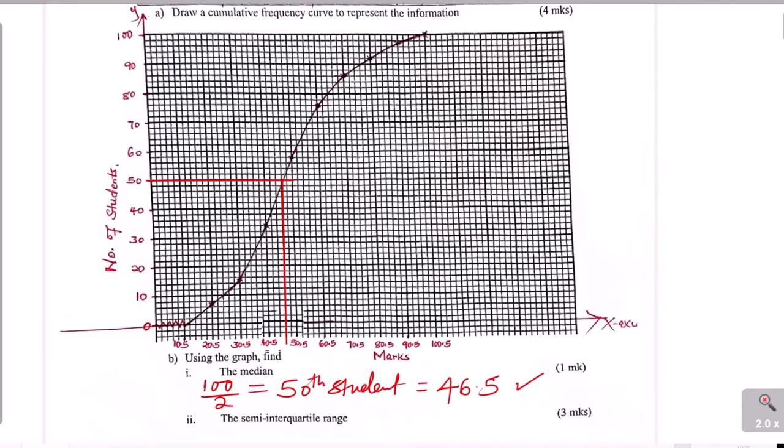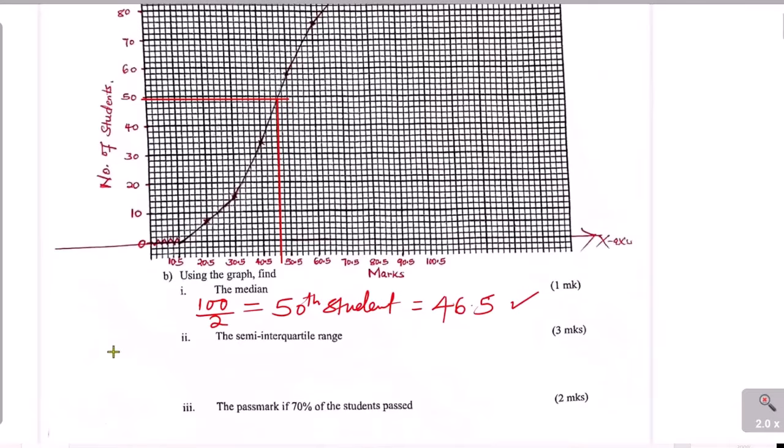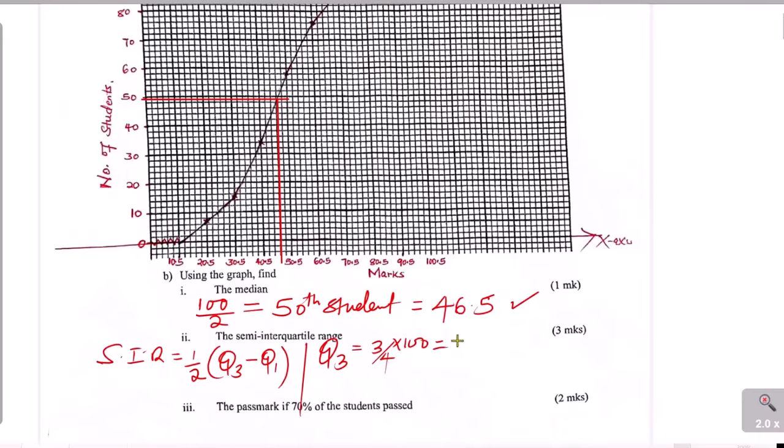Then the next one is part 2, the semi-interquartile range. How do you get the semi-interquartile range? It is given by half of the difference of the quartiles, whereby Q3 will be at the 3/4 position. You get the position by taking 3/4 times the total frequency. Total frequency is 100, so the 75th student will give the upper quartile. Then the lower quartile is a quarter of 100, which will be the 25th student.